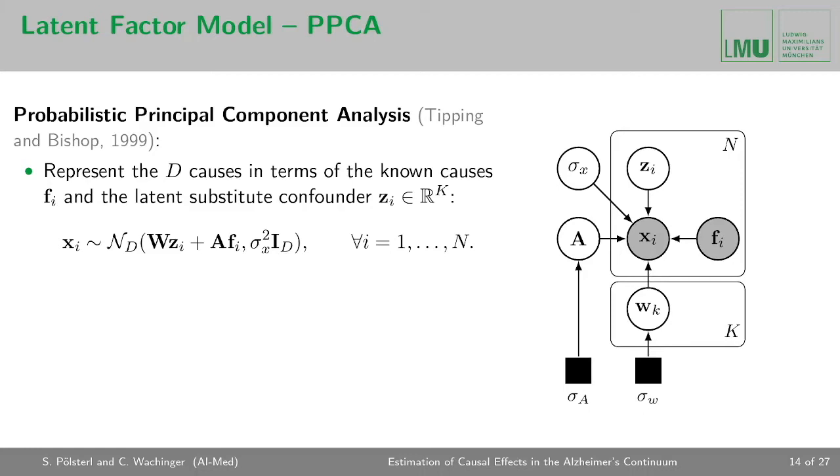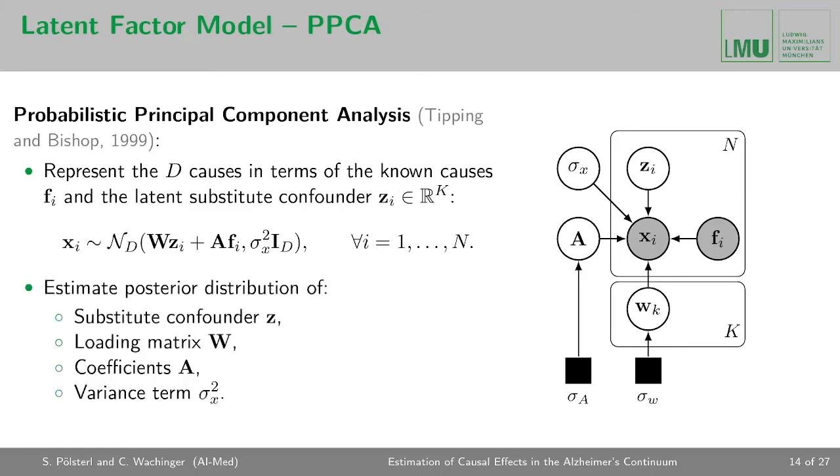In our extended PPCA, we express the observed causes as a sum of two terms. The first term, W times Z, corresponds to the standard PPCA, which will provide us with the substitute confounder Z. The second term, A times F, accounts for the observed causes of X, including the observed confounder H. Putting everything together, we obtain the Bayesian model on the right.